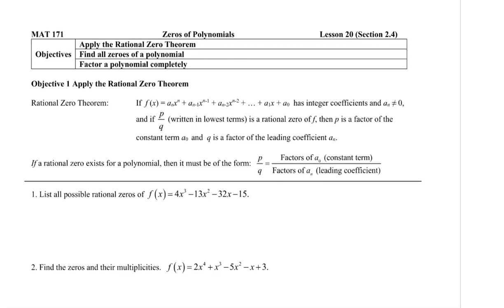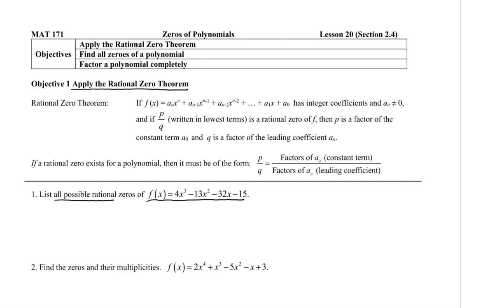Our first objective for lesson 20 is for us to be able to apply the rational zeros theorem. The rational zeros theorem is a theorem that tells us, if we're looking at a polynomial, how to form a list of all of the possible rational zeros.